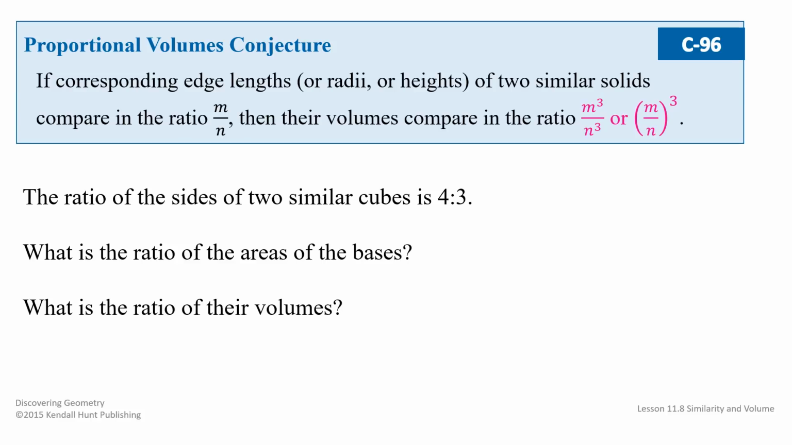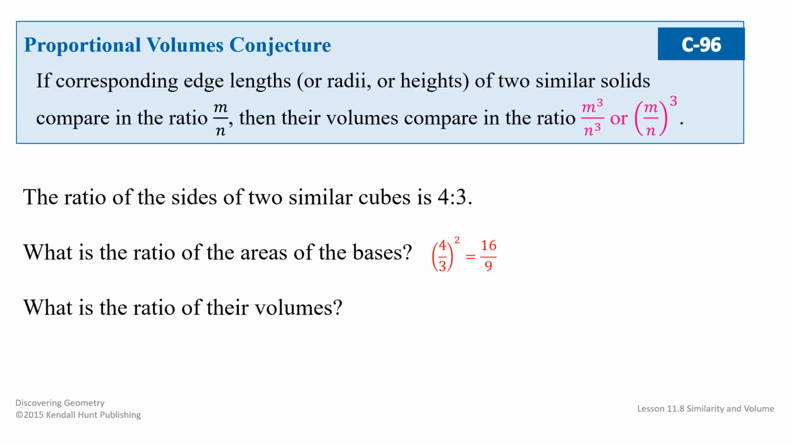Say I told you the side ratio was 4 to 3. My first question here is, what is the ratio of the areas of the bases? Let's see, it says area. Area means squared. So what I have to do is square the ratio, 4 over 3 squared. That gives me 16 over 9. So remember, anytime you see the word area, that means to square it.